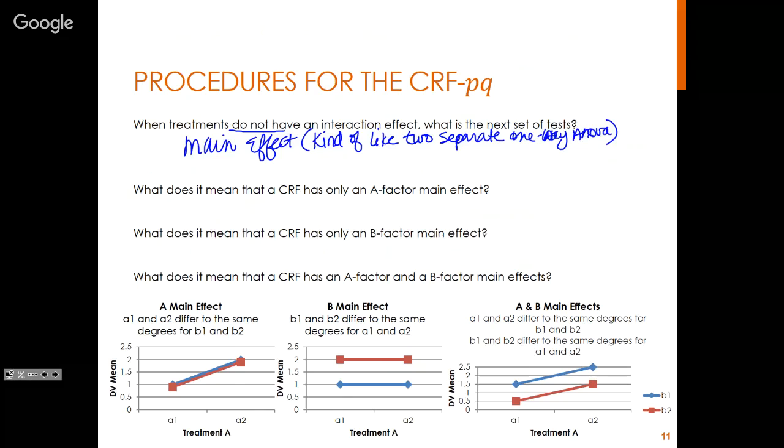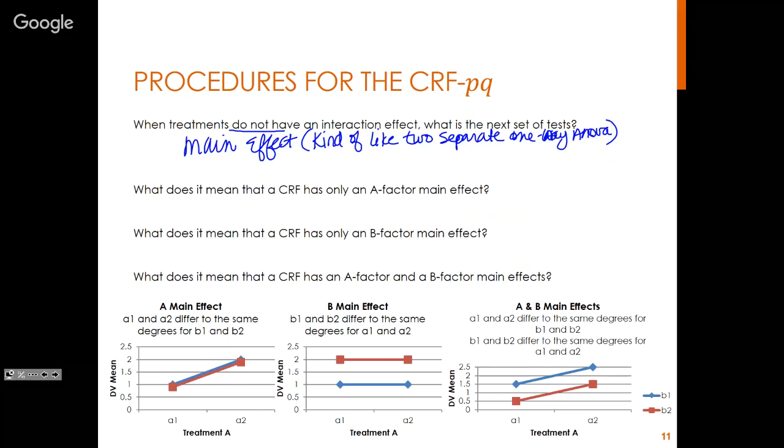You are looking at each of the factors distinctly, not as it relates to any level of the other variable. So you collapse across all levels of the other. So what does it mean that the factorial has only an A factor main effect? It means across levels of treatment A differ to the same degree for all levels of treatment B.